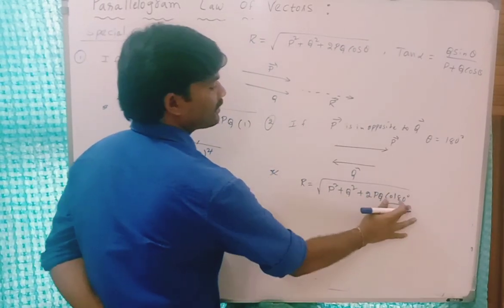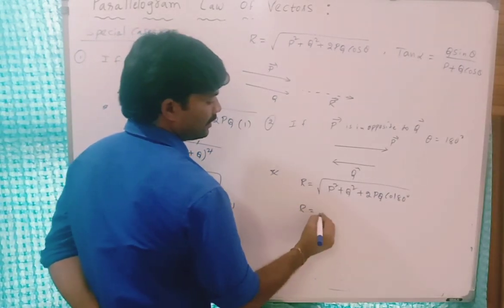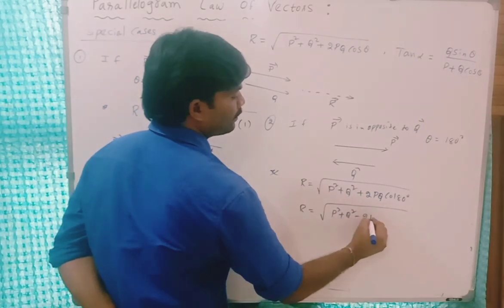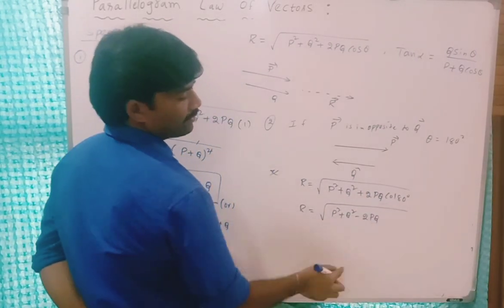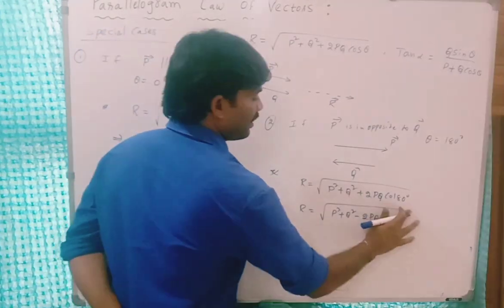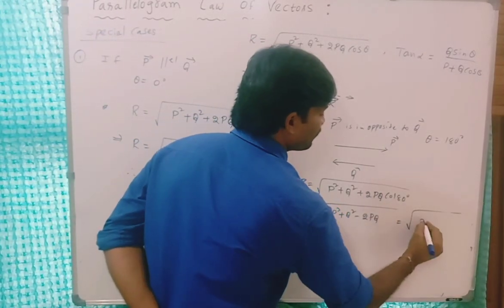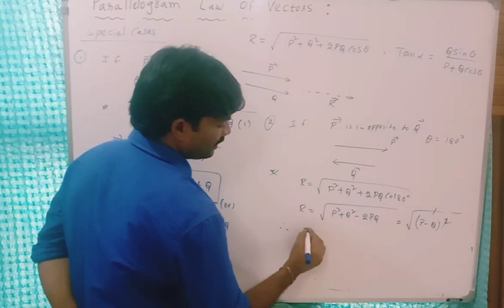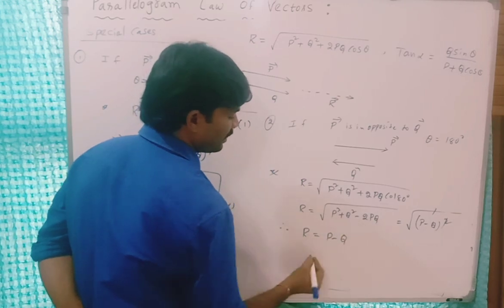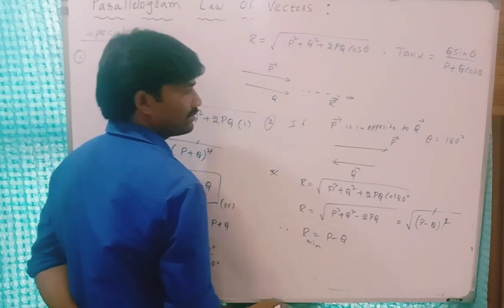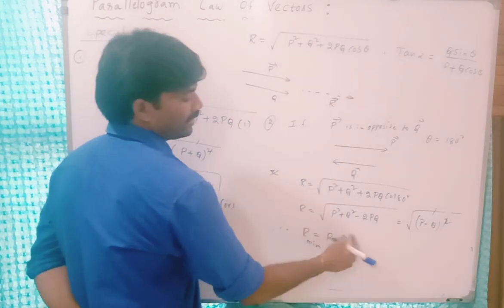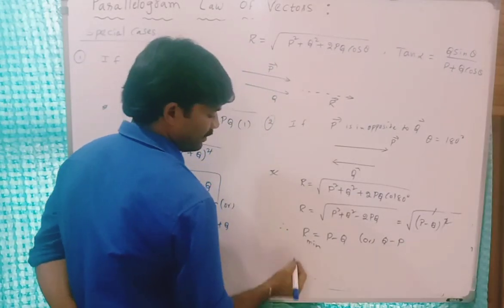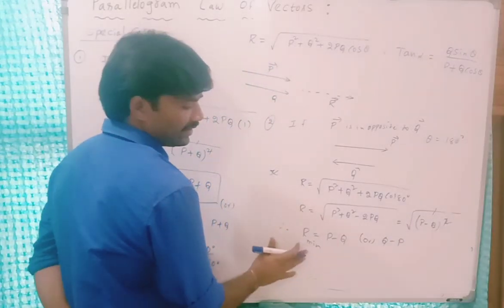Cos 180 is minus 1. So it is root of p square plus q square minus 2pq. Minus 1 you can write here. Or you can write this as root of p minus q whole square. Root and square cancel. So the resultant is minimum when two vectors are in opposite direction. So if p is greater, you can take p minus q, or if q is greater, q minus p. The magnitude of the resultant is minimum.